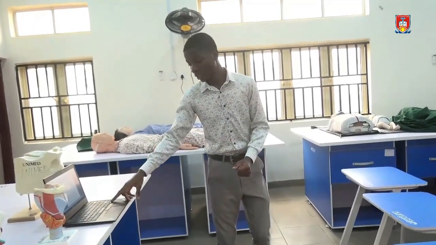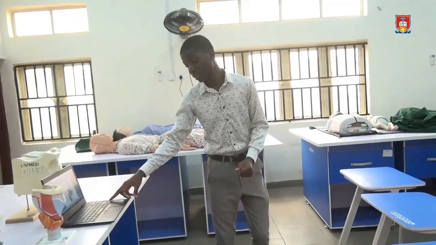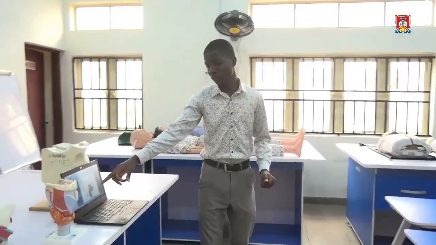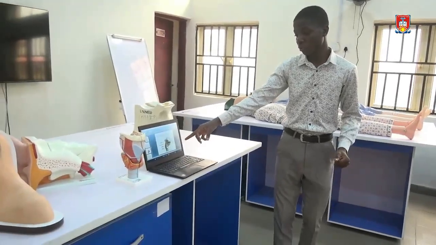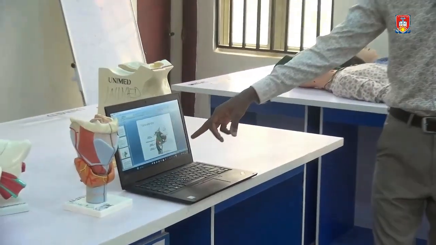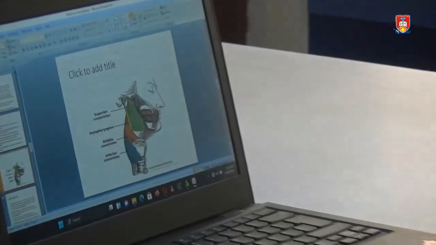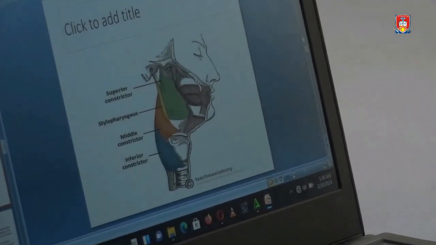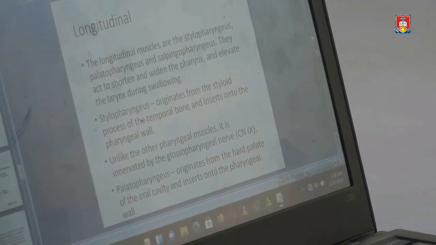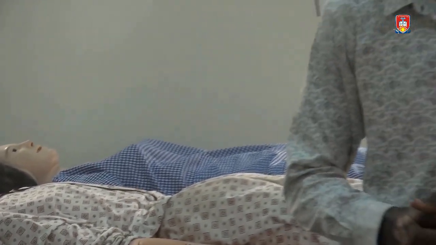This is a pictorial illustration of the circular muscles. We have the superior constrictor muscle, the middle constrictor muscle, and the inferior constrictor. You see how they are stacked on top of one another. Next we have the longitudinal group of pharyngeal muscles, which are the stylopharyngeus, the palatopharyngeus, and the salpingopharyngeus. They act to shorten as well as widen the pharynx and also elevate the larynx during swallowing. That is the function.